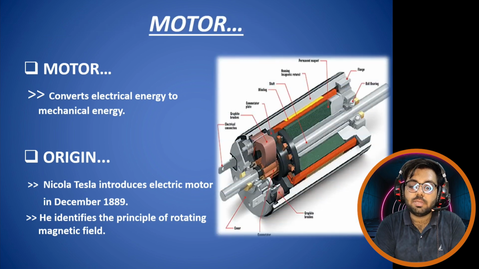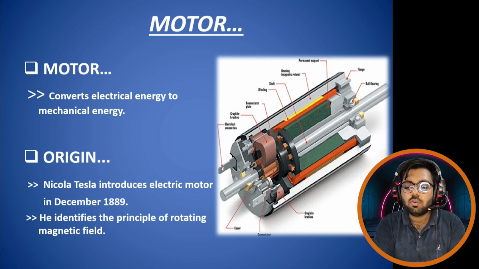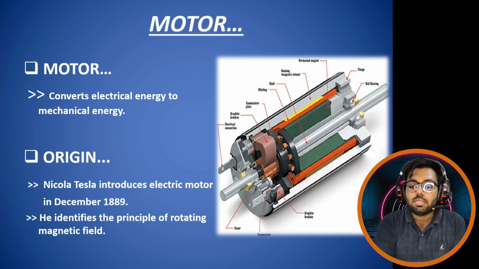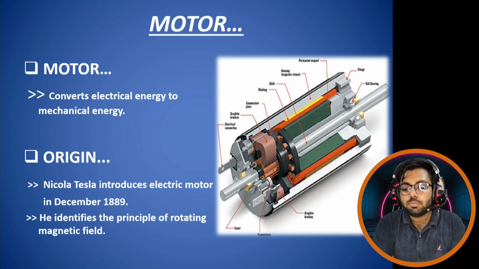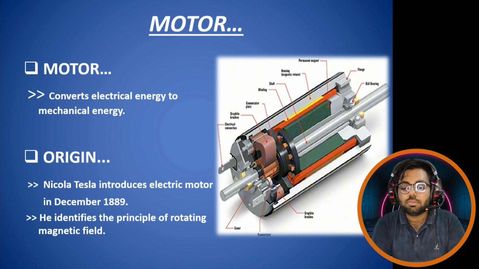Let's move to the basics of a motor. A motor converts electrical energy into mechanical energy. The concept of electric motor was introduced by Nikola Tesla in December 1889. He identified the principle of rotating magnetic field, which is fundamental to operation of electric motors.